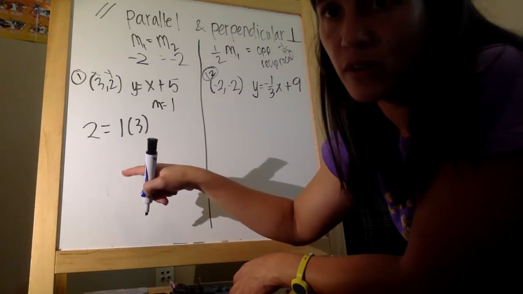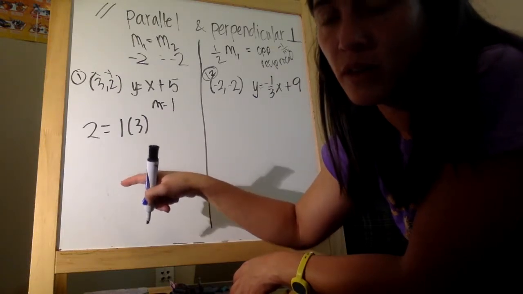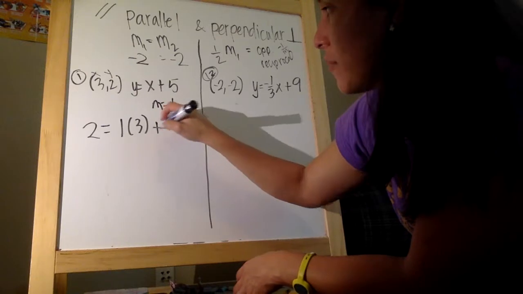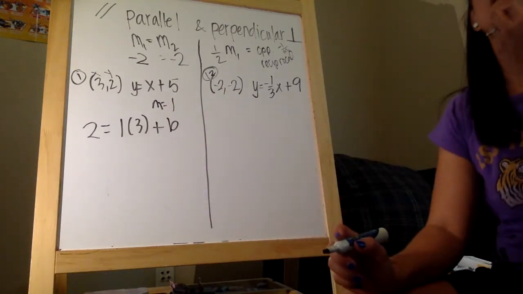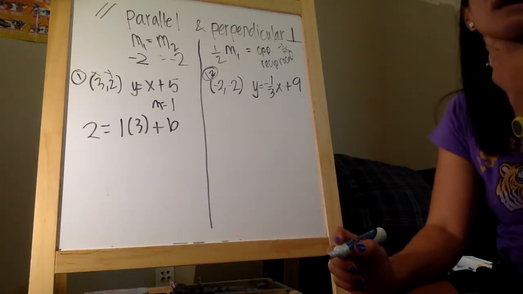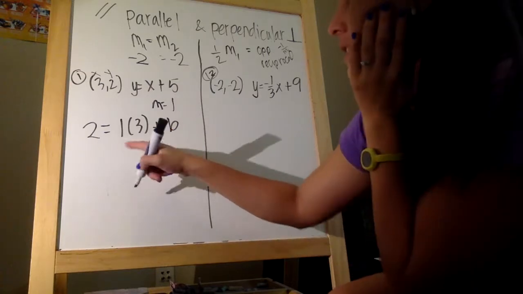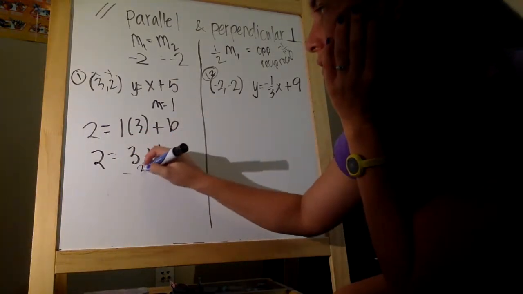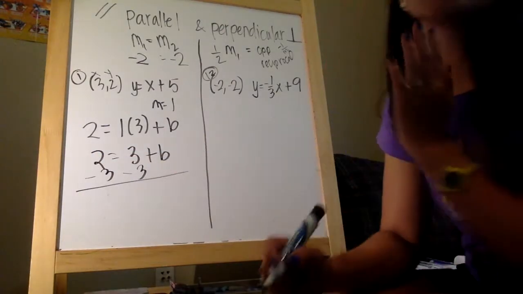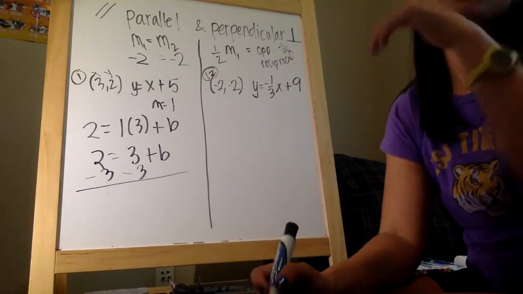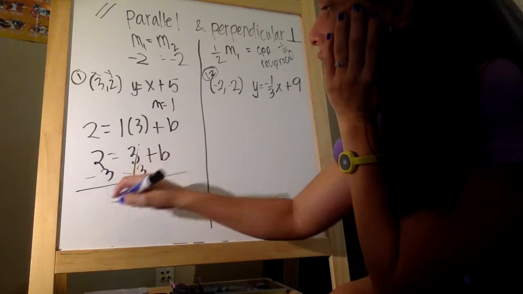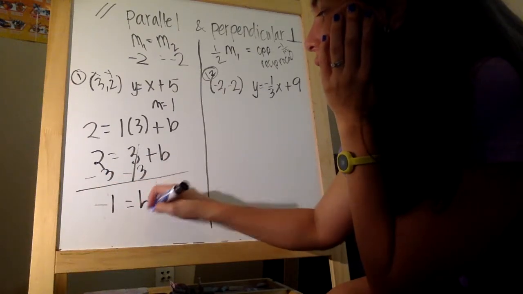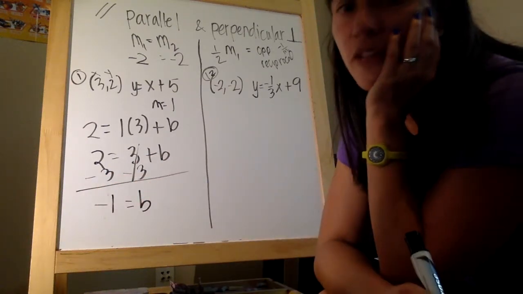So we're going to solve. 2 equals 3 plus b. Subtract 3. So our b is equal to negative 1.